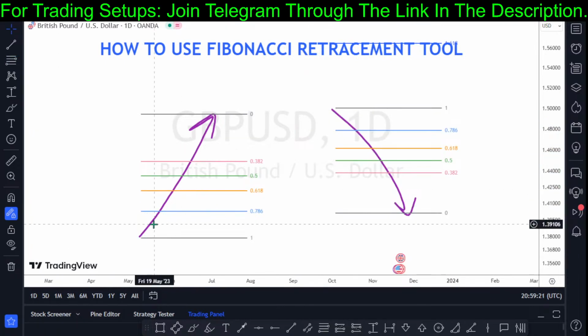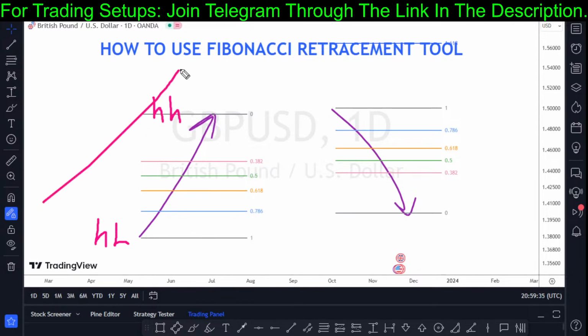In a bull trend, you start from the higher low. You start from the higher low swings, higher low to a higher high. That is in a bull trend. Take note of that, right? Because this is where most traders get it wrong when using the Fibonacci retracement tool.